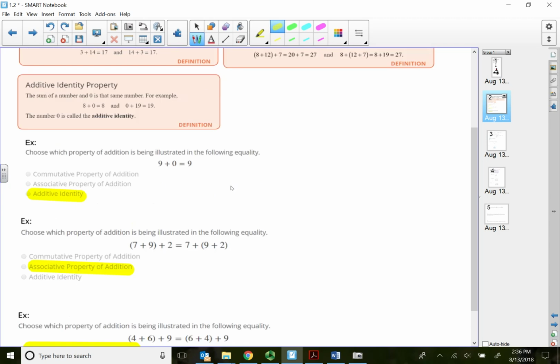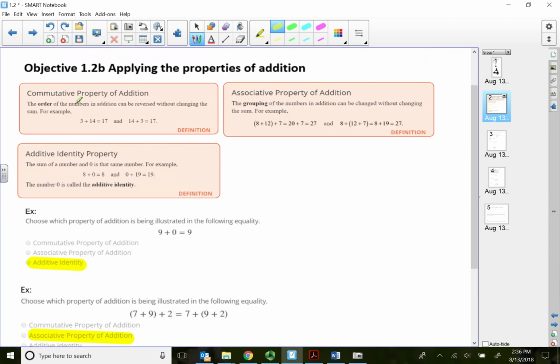Okay, so in this lecture video, we talked about commutative property allowing me to swap the order of my numbers. Associative property allows me to add any two numbers first of my choice. And we talked about 0 being the identity for addition.